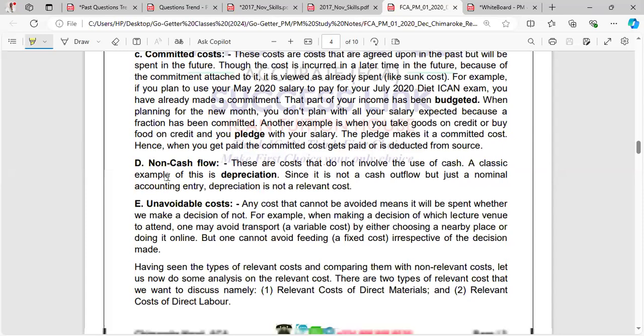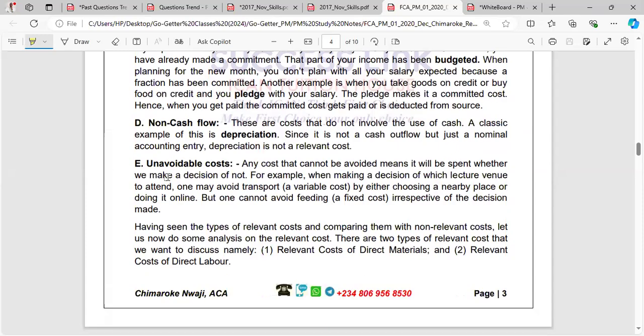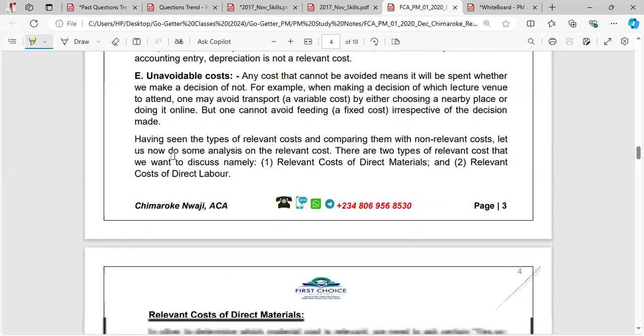Now that we've seen these characteristics of relevant costs versus non-relevant costs, we are going to look at two types of relevant costs, which are relevant cost of direct materials and relevant cost of direct labor. So in your exam, you will be seeing relevant cost of materials, relevant cost of labor. So now let's examine them and see their relevance.